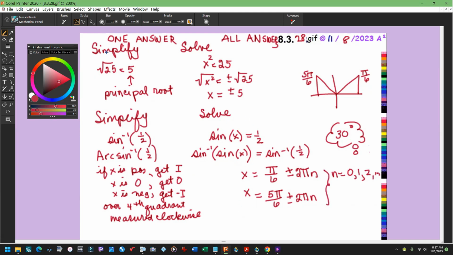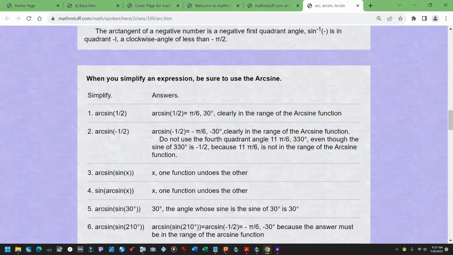So it depends on what I wish to do as to what kind of symbol I get. If I'm just simplifying an expression, I'll only get one answer. Here, I'm simplifying a negative. I better get a negative answer. Here, I need the arc sine of the sine. I just get x. And if I want the sine of the arc sine, I just get x. They're inverse functions.